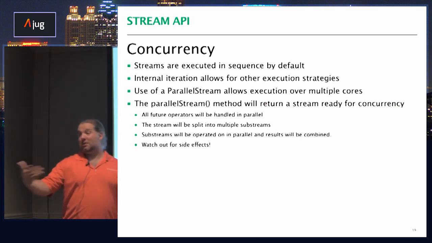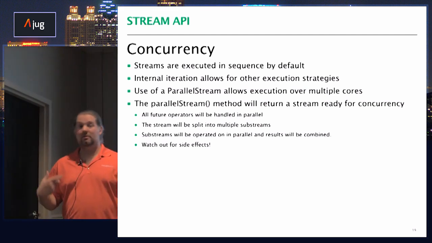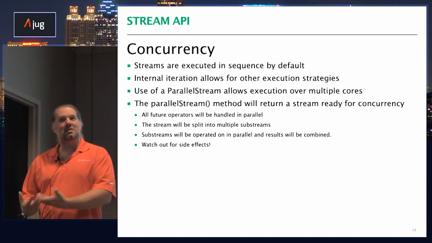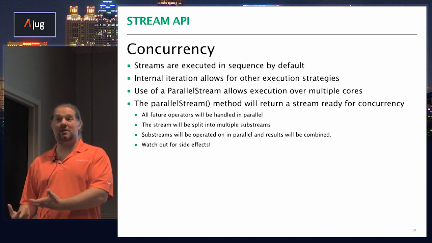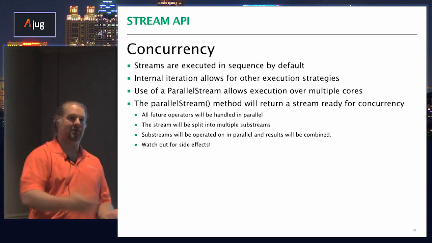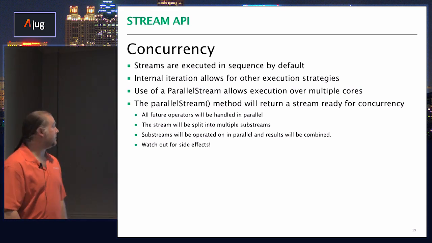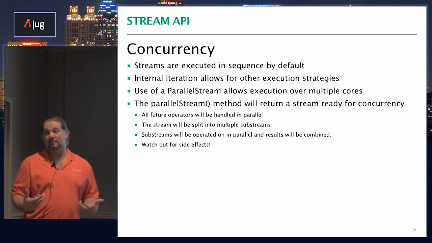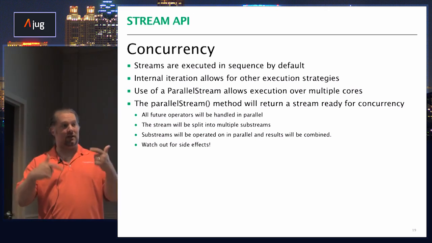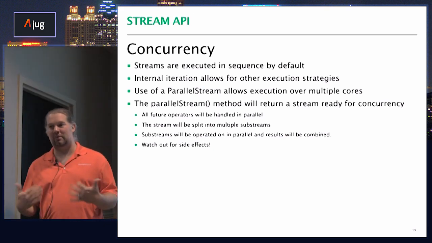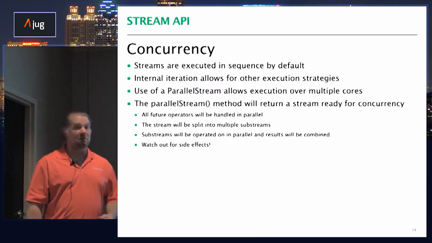By default, when you execute the streams, they'll be sequential. That is to say, it doesn't guarantee you order necessarily, but it guarantees you that you will be in sequence. So it'll go through the 100 things, and then it'll go through the next 100 things as the streams move down the pipeline. The nice thing about internal iteration, where you're no longer handling this in loops, is that it does allow for other strategies. And the obvious strategy, and the one they built in, is execution over multiple cores.